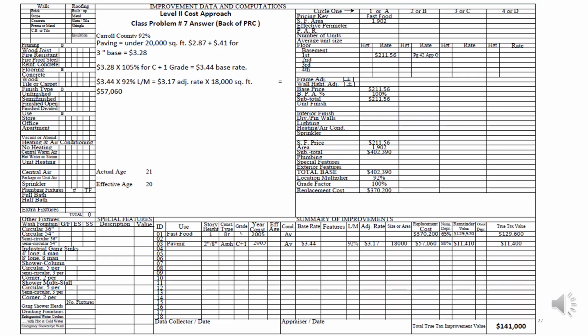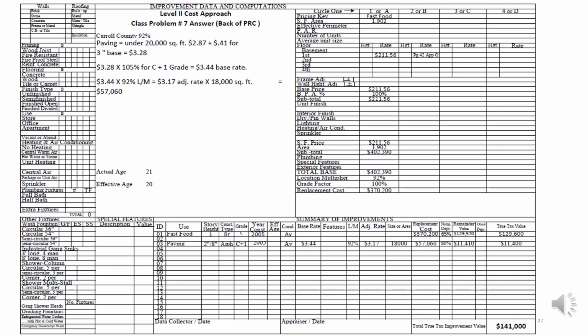Now we're going to take that times 105% because our quality grade factor is a C plus 1. Remember, you always take what you find in the book times your quality grade factor percent to get the base rate on the property record card. So that's going to give us $3.44. We're going to carry that down to the base rate in the summary of improvement section.